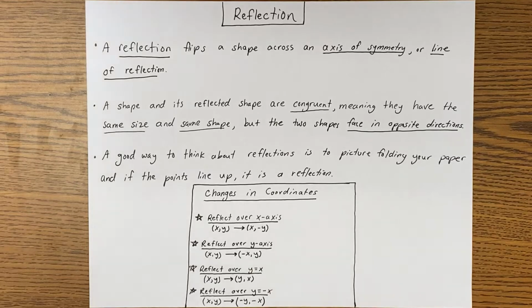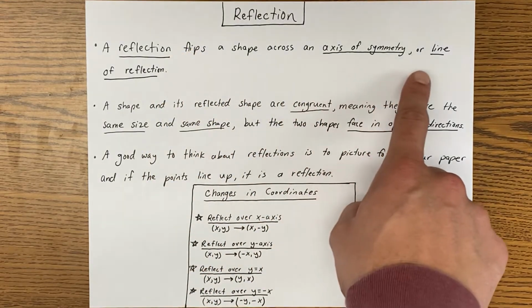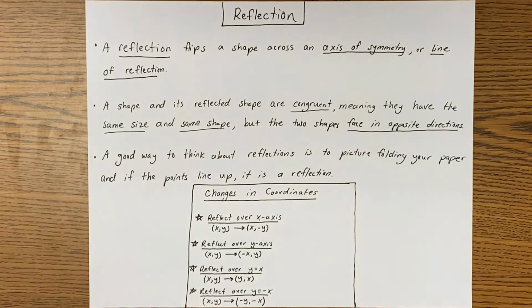In this video, we're going to look at another transformation. This one is called a reflection. A reflection flips a shape across an axis of symmetry or a line of reflection. That's an imaginary line such that if we took our paper and folded on that line, the two shapes would line up exactly on top of each other. We'll look at examples of that in just a minute.